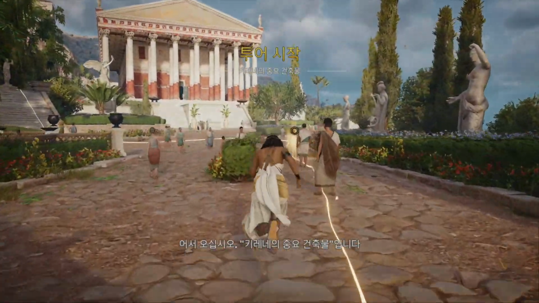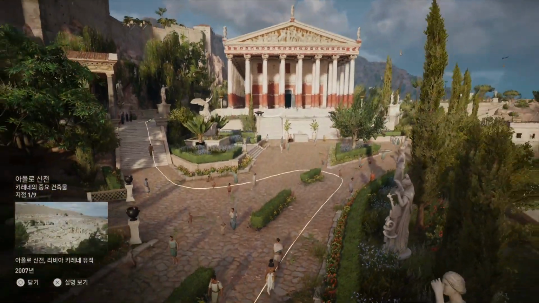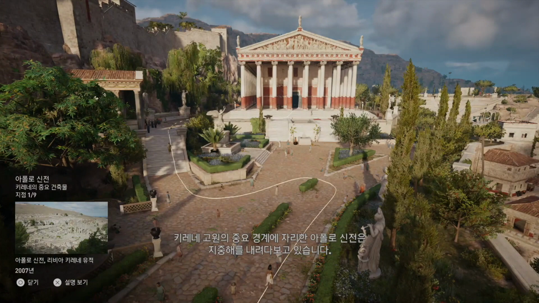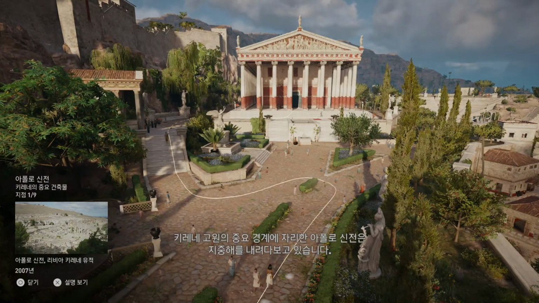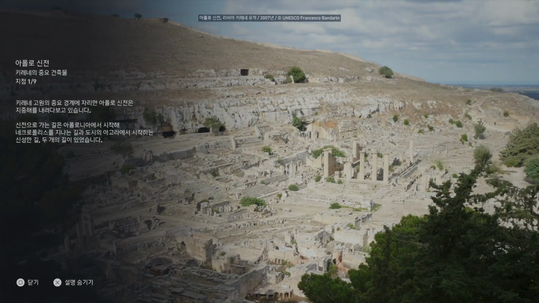Welcome to Important Monuments of Cyrene. The sanctuary of Apollo sits on a prominent edge of the plateau of Cyrene, overlooking the Mediterranean Sea. It could be accessed either by the road from Apollonia, via the necropolis, or by the Sacred Way, coming from the agora of the city.